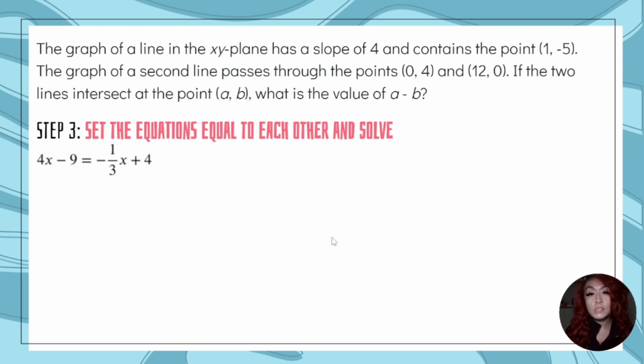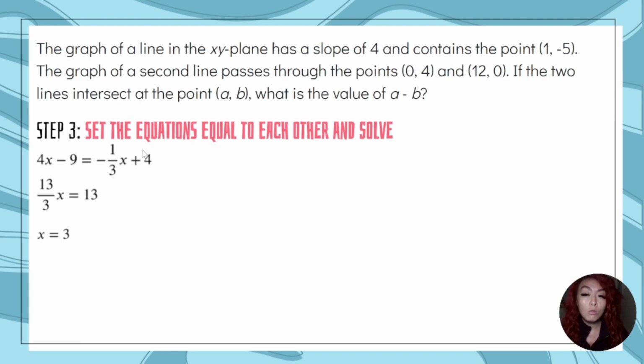So setting the equations equal to each other, we get 4x minus 9 equals -1/3 x plus 4. We'll add 1/3 x to both sides and get 13/3 x equals 13. Now we'll divide both sides by 13/3. Remember, dividing by a fraction means multiplying by the reciprocal, and we get x equals 3. So now remember, we're not done yet, right? We're solving a system, so that means we need an x value and a y value. We have our x value, and now we need to find our y value.